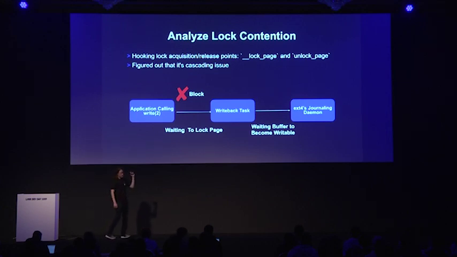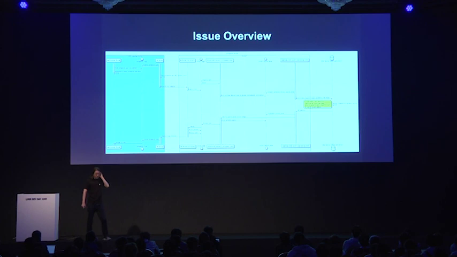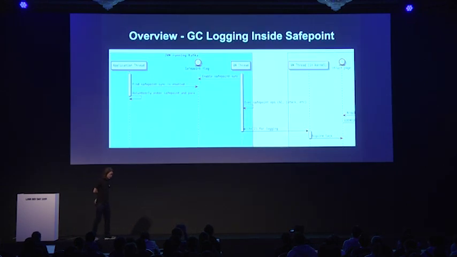As we analyzed the lock contention, we found out there was a 3-layer dependency structure. The application calling the write system call has the lock for the page they want to write, and the kernel write-back task that holds this lock is waiting for the buffer to become writable. And the state is being administered by the ext4 journaling task. So this is the overview of the issue. Let me zoom into each element.